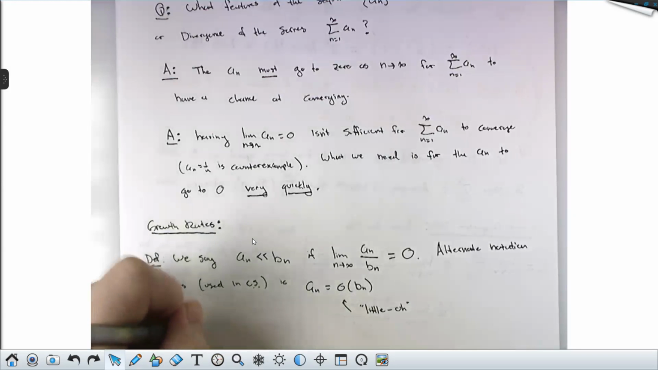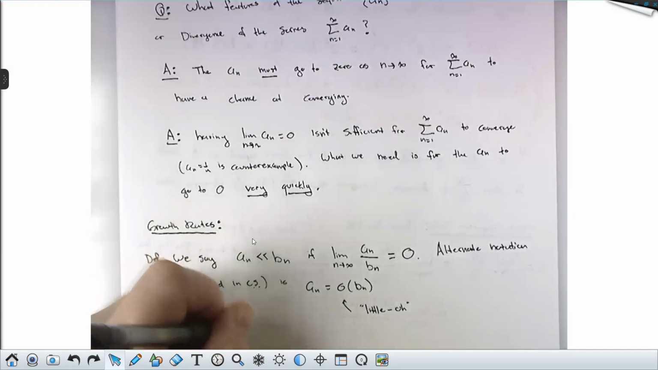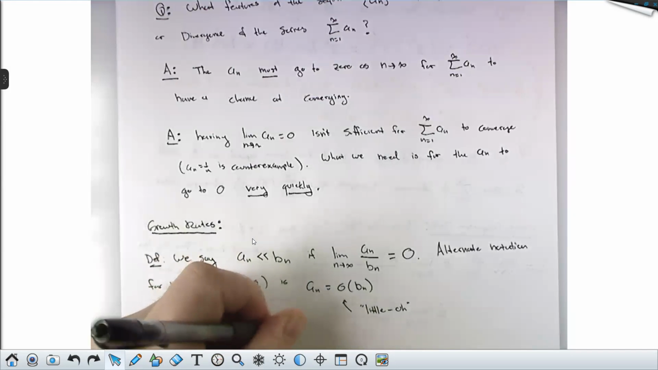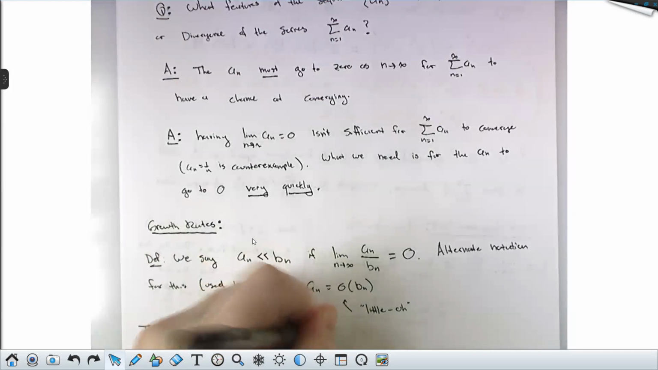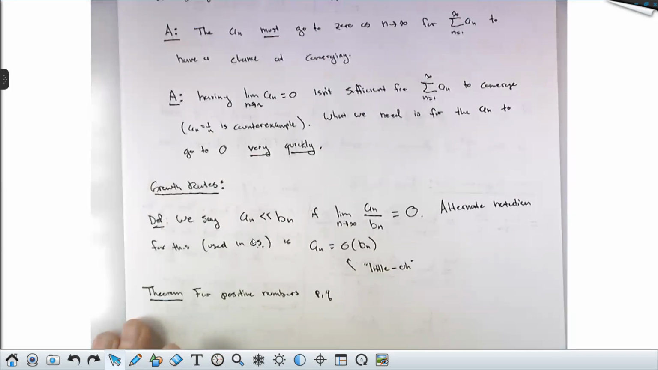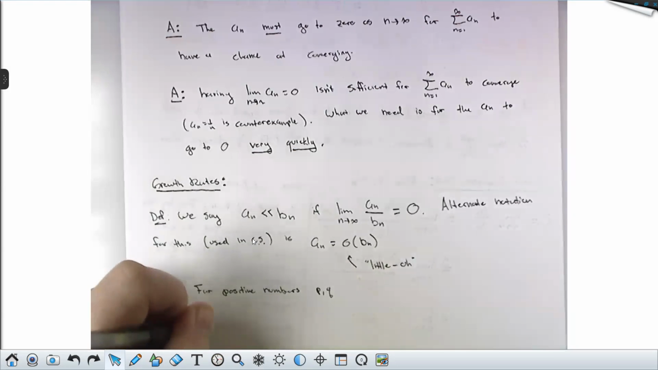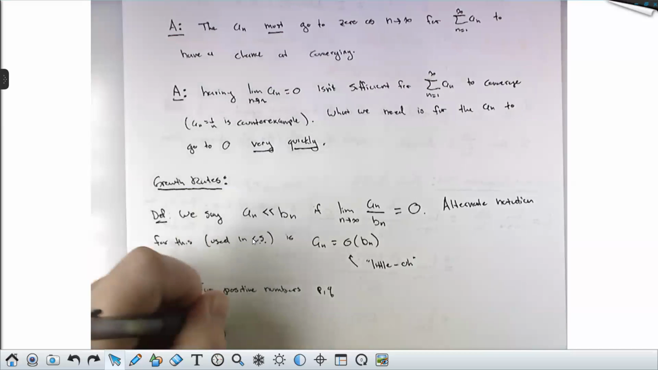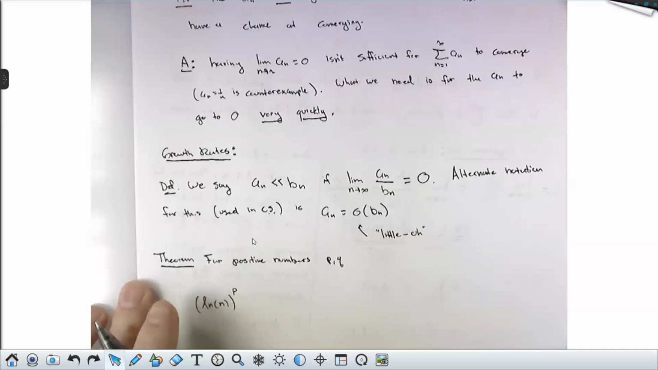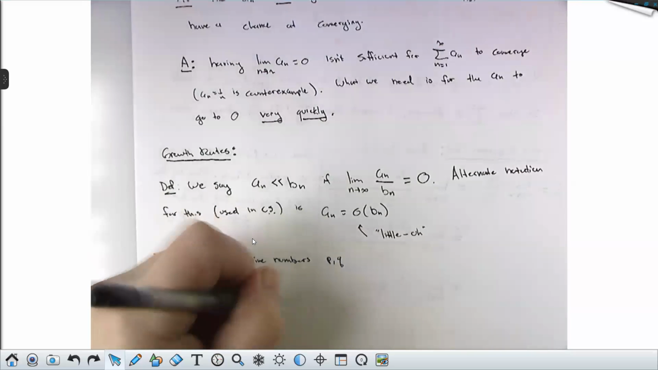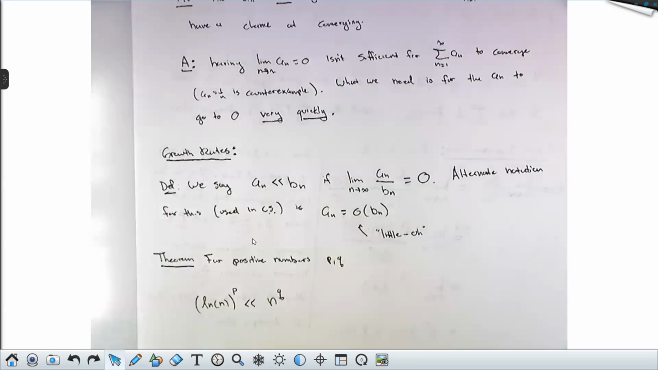Theorem. For positive numbers P and Q, and I might add some things to this list, any power of the natural log will be less than any straight up power function. So any power function where the power is positive will dominate any power of the logarithm.